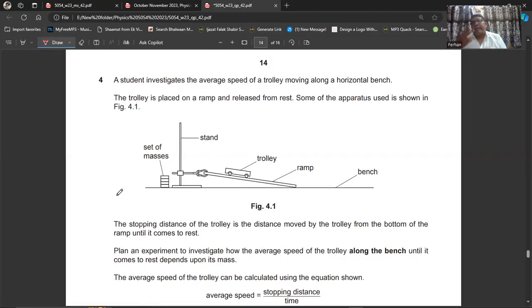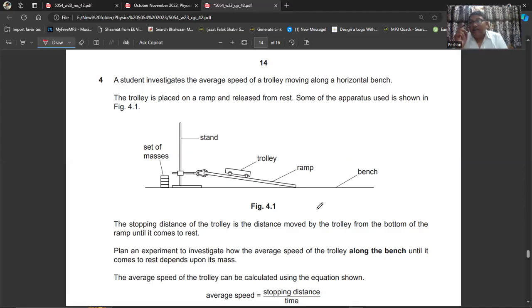Use a balance to measure the mass of the trolley, and if you put a mass on the trolley, measure the mass. Or because the trolley will be the same in all the experiments, you can measure the mass which you put on the trolley with the help of a balance. Release the trolley from this ramp. Note down the time when the trolley leaves the bottom of the ramp, and when the trolley stops, note down how much time it takes to stop.